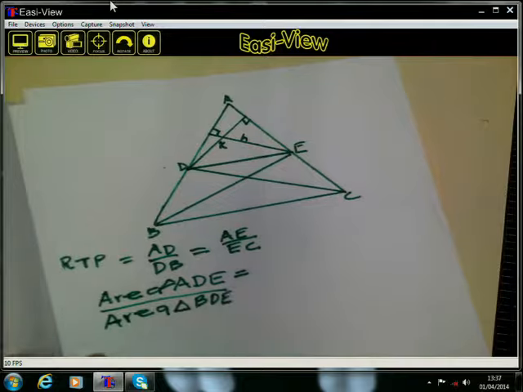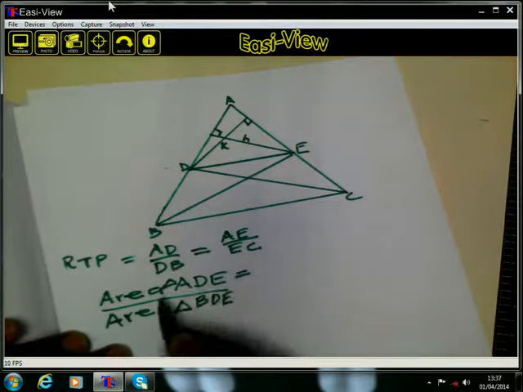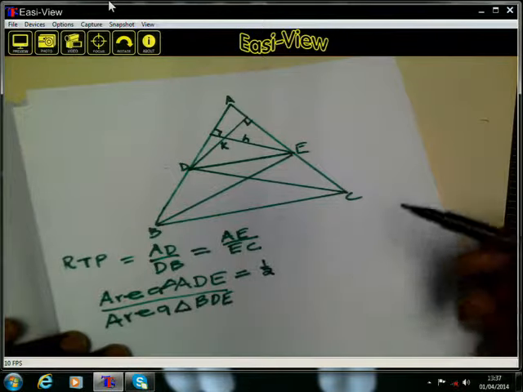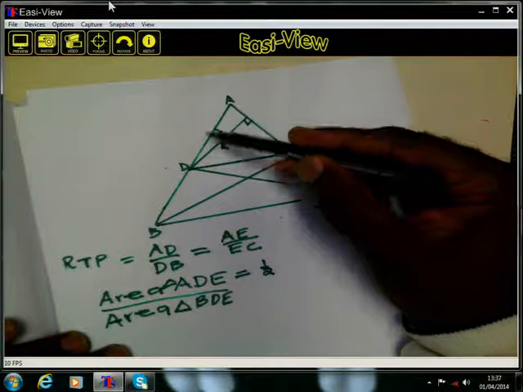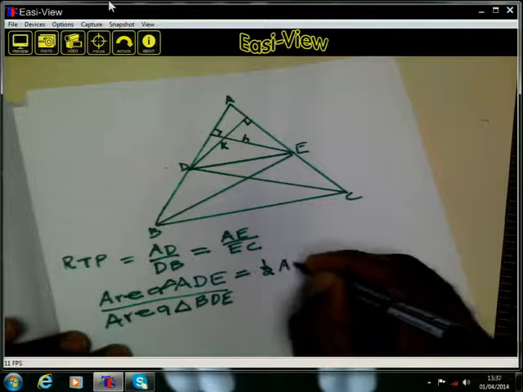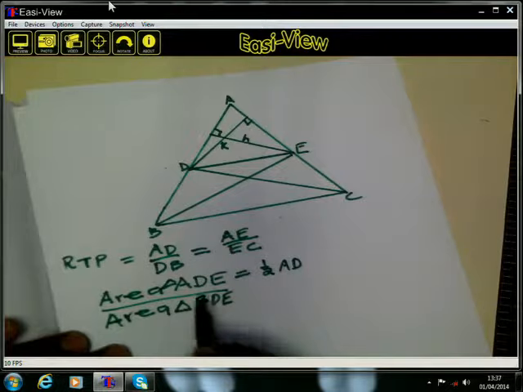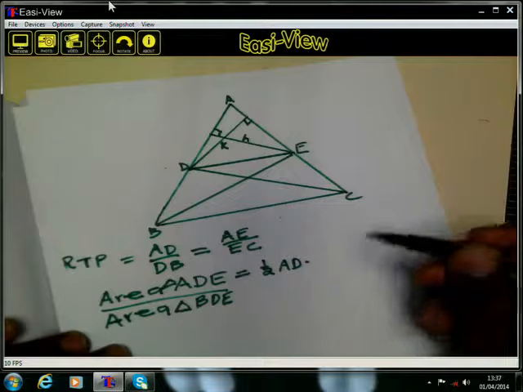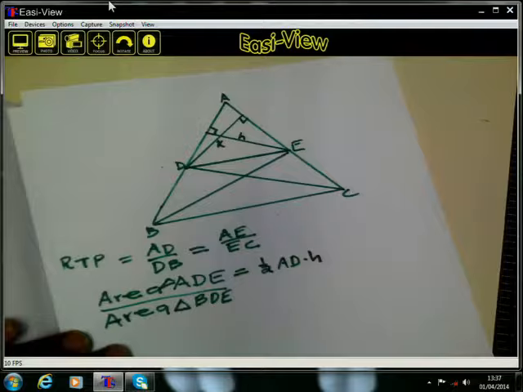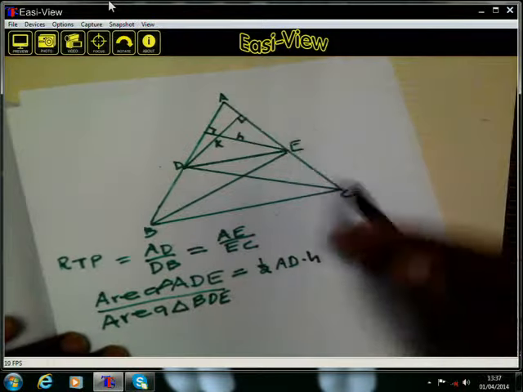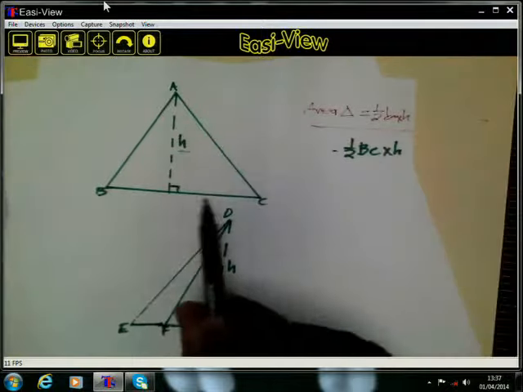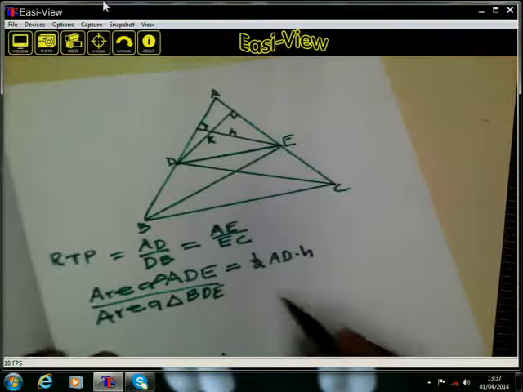Fine. For area of triangle ADE, we are going to have half. Half of what? Base. What is the base? Our base this time is AD. Half of AD as the base for that triangle ADE, multiplied by the perpendicular height. What is the perpendicular height? It is h. When you look at this triangle, guys, this is that triangle. Fine.